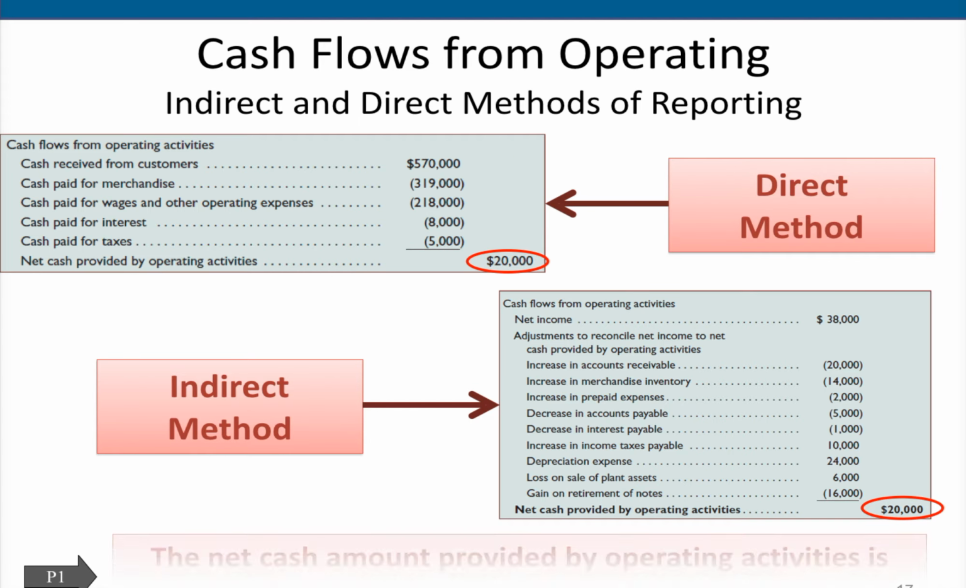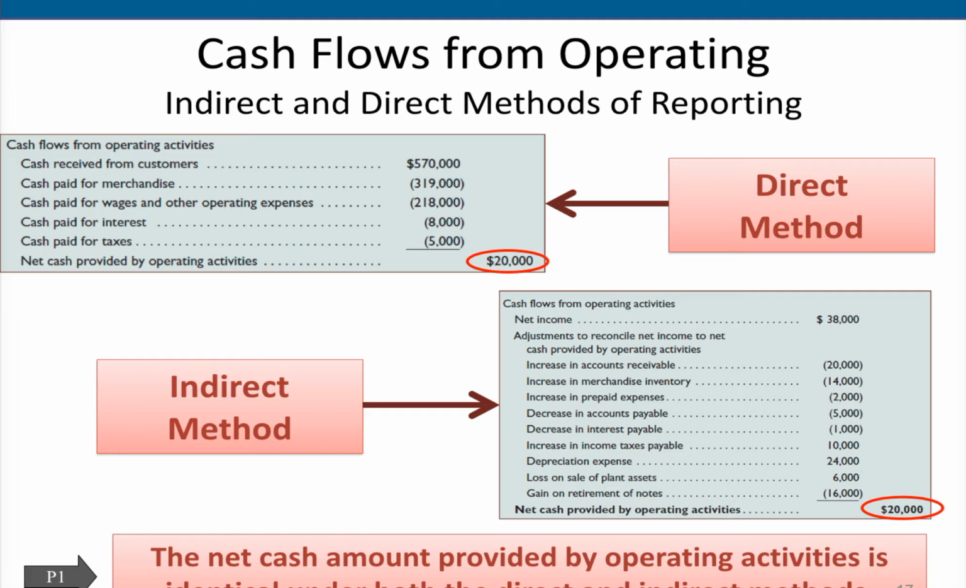Okay, so your book introduces the fact that there are two methods of doing this, the direct method and the indirect method. I detest the indirect method and don't ever ask anyone to do it. I leave it on there just because your book talks about it. To me, the direct method makes a lot more sense.